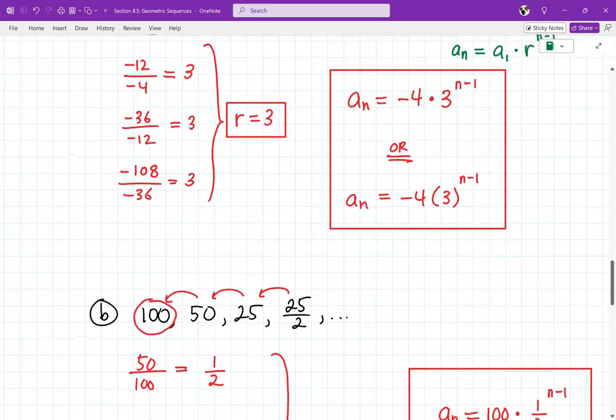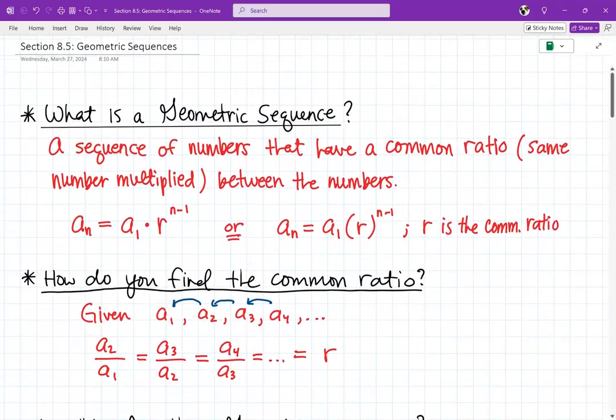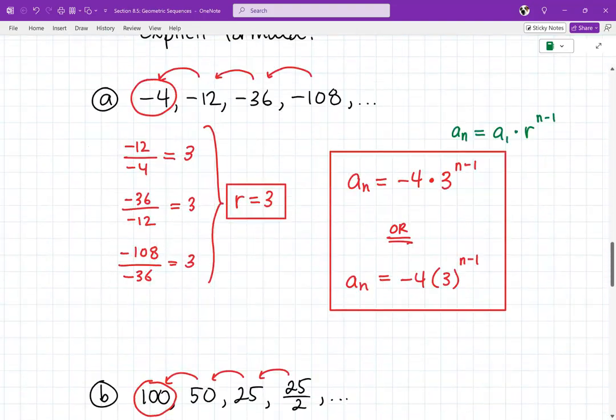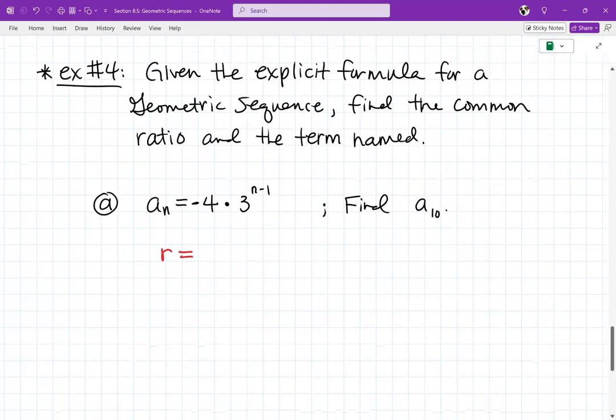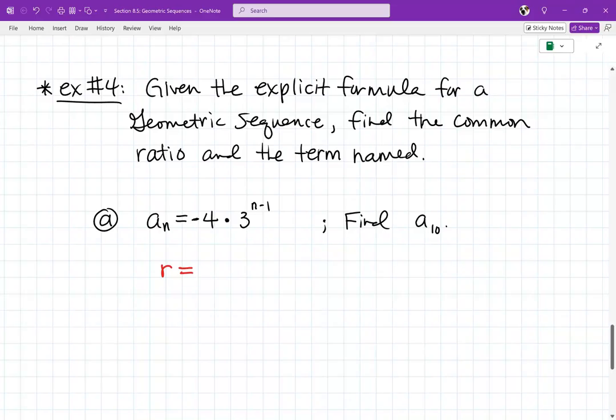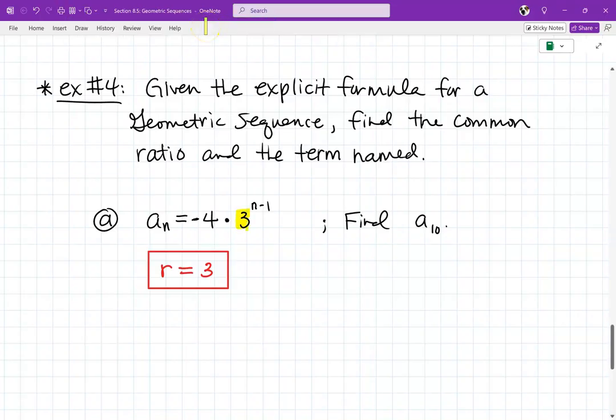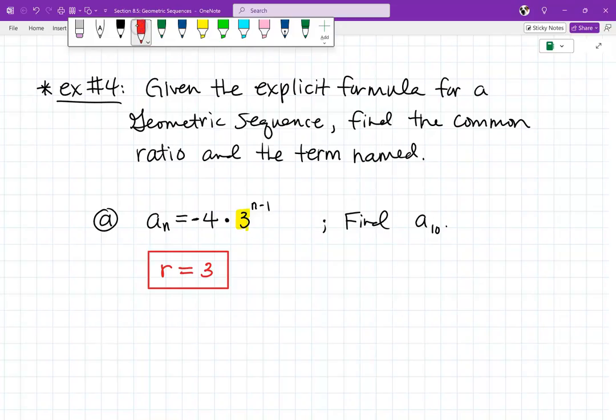Look at the equation. What's supposed to be R? Let me show you the original equation. So right here, look at this stuff right here. It's a sub 1 times R to the n minus 1. So what's my R value for this one? 3. Okay, it's already given to you. We don't have to solve it. It's right here. Okay, so that's the first part.